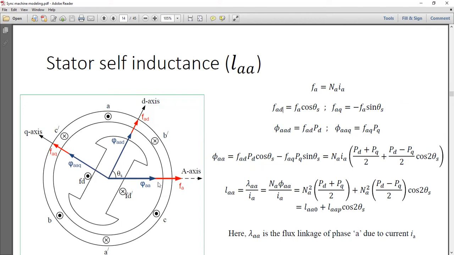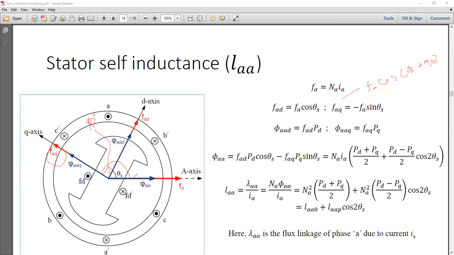What would be FAQ? How much is this angle between Q axis and D axis? 90 degrees. This is 90 degrees. So we can write FAQ is FA cosine of theta s plus 90, meaning this whole angle, right? You can also write it in terms of sine directly, but I'm going in a more straightforward manner.